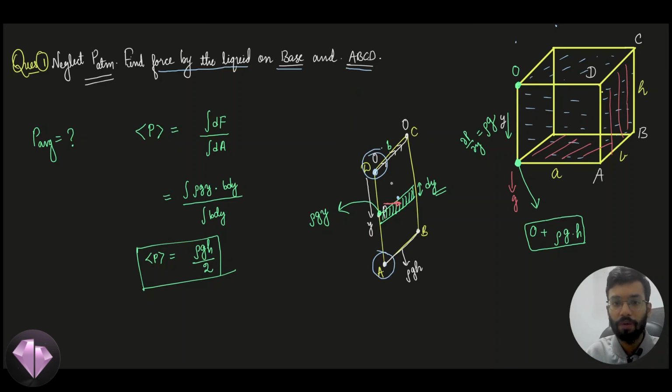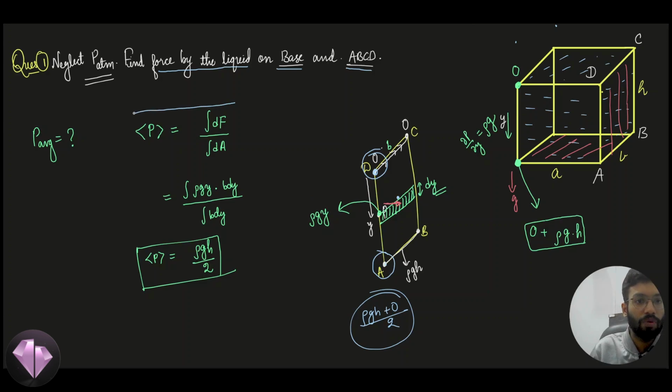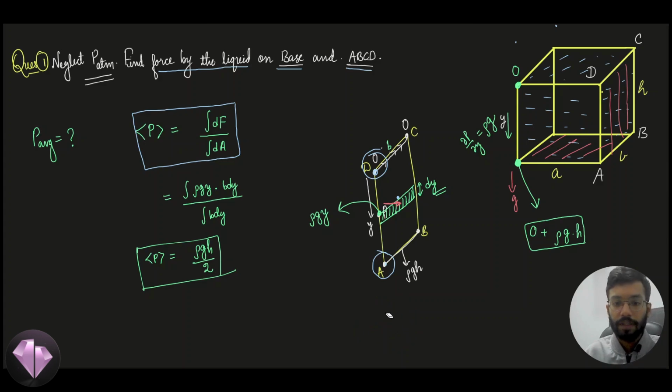So what will the average pressure be? The average of the two, rho gh plus 0, by 2. You could have simply done it this way, but in more complex cases you will have to apply this formula, which is average pressure is integral dF over integral dA. Fine, so we've calculated the average pressure.